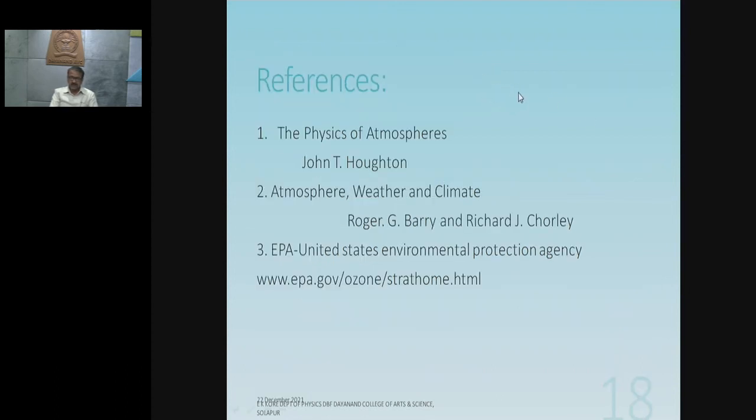These are the reference books: Physics of the Atmosphere by J.T. Houghton, and Atmosphere, Weather and Climate by Barry and Chorley.